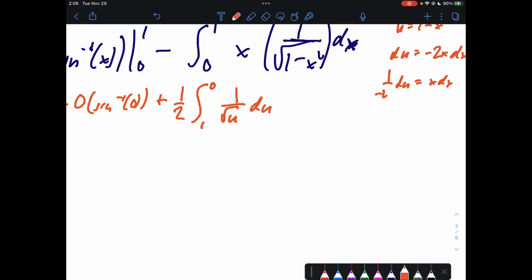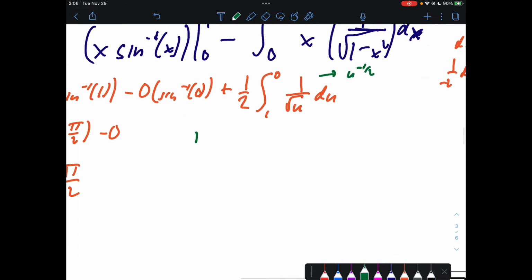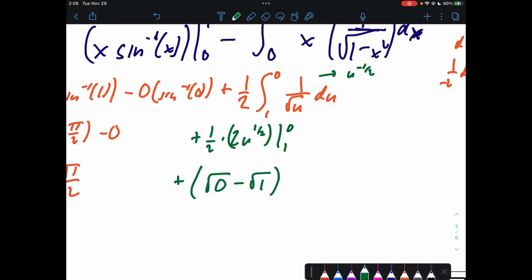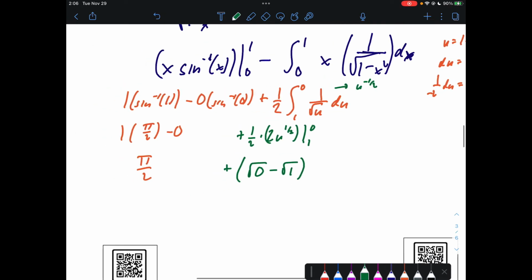We can think of this as u to the negative 1/2, right? So plus 1/2. U to the negative 1/2, if we integrate that, we get u to the 1/2 over 1/2. So 2 u to the 1/2 from 1 to 0. The 1/2 and the 2's cancel out. So it's just plus root 0 minus root 1. So our final answer here is pi over 2 plus root 0, which is 0, minus root 1, which is 1. So pi over 2 minus 1.